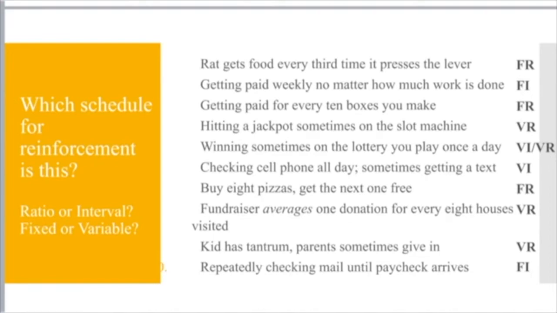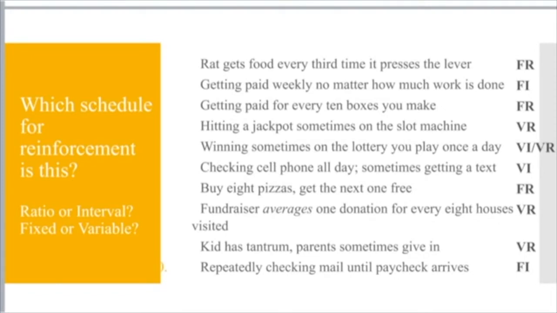Number 5, winning sometimes on the lottery you play once a day could be variable interval or variable ratio. The reason being, if you play once a day, then the ratio, or the percentage of behaviors rewarded, and the interval, or the percentage of days rewarded, are the same. So both answers are ultimately correct here.